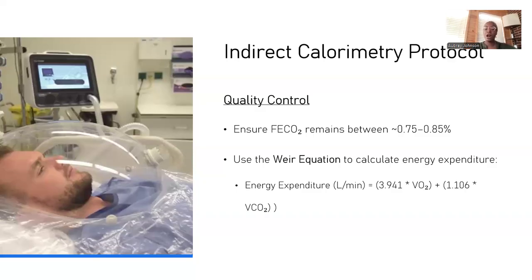So from there, once we get all of our data points, we use what's called the Weir equation to calculate energy expenditure. And this equation is just shown below. And once you put everything in, the average values of VO2 and VCO2, you're going to get energy expenditure expressed in liters per minute. And in another video, I'll explain how we go from liters per minute to calories per day.